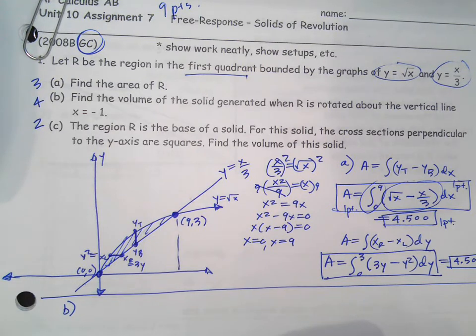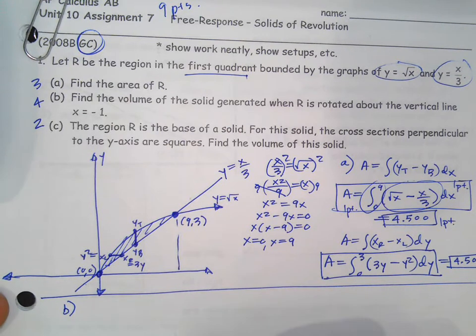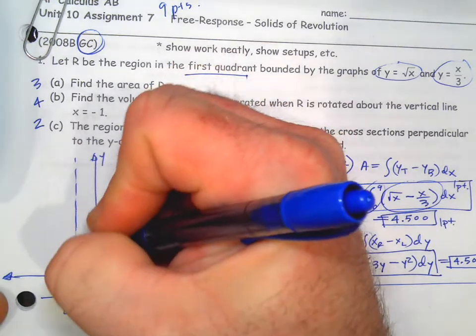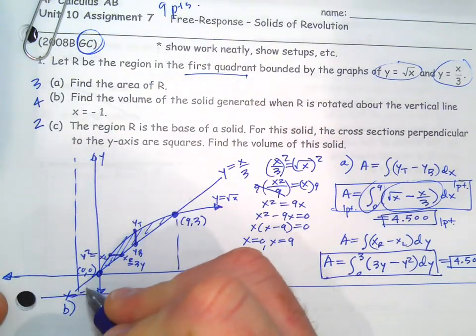Find the volume of the solid generated when R is rotated around the line x equals -1. So x equals -1.